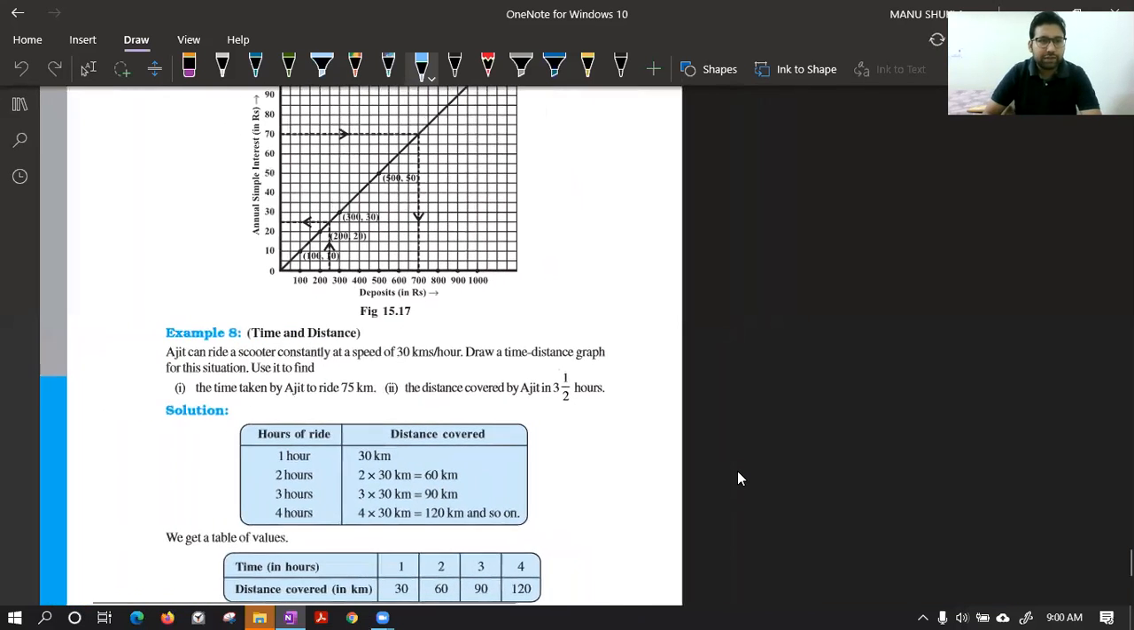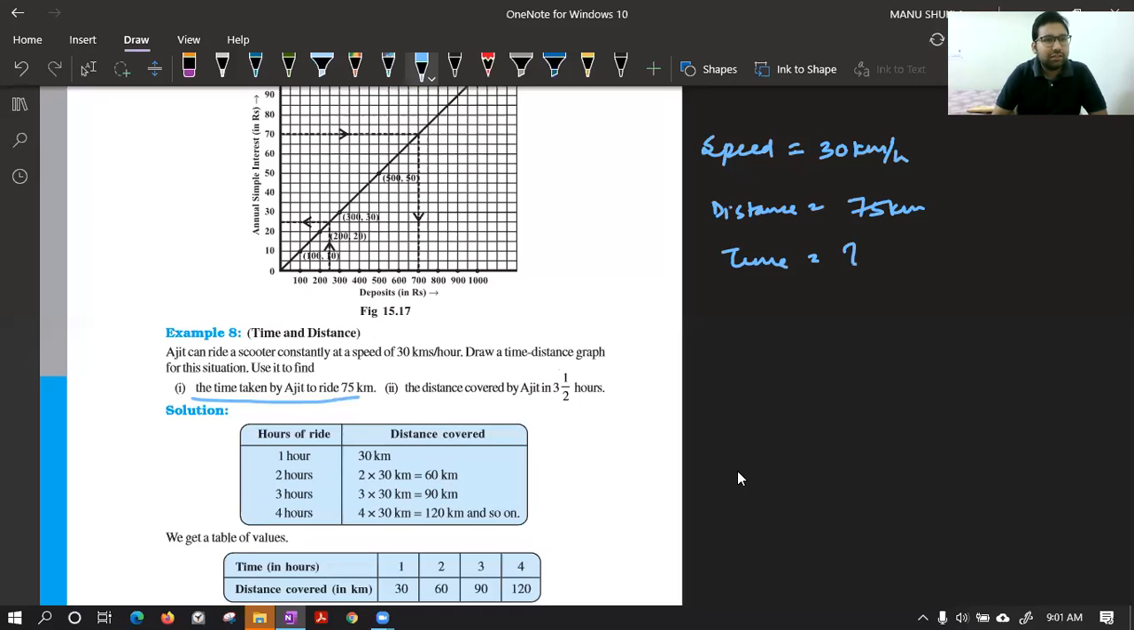Okay, let us try. So we know the speed is constant, always 30 kilometers per hour. So he has done some mechanic thing on the scooter and he got the speed fixed at 30 kilometers per hour. They are asking the time taken by Ajit to ride 75 kilometers. So if distance covered is given as 75 kilometers, what is the time taken? Very easy. Okay, someone is saying it is a cruise control. But beta, cruise control is not coming in scooters, I think. It is coming only in the cars.